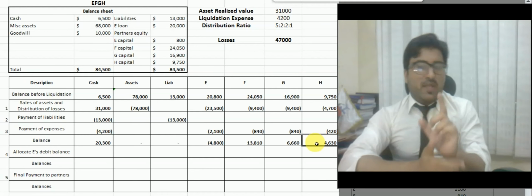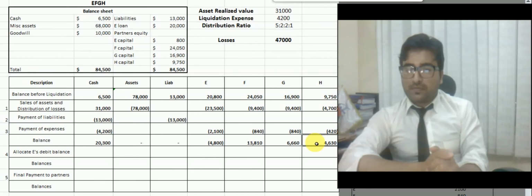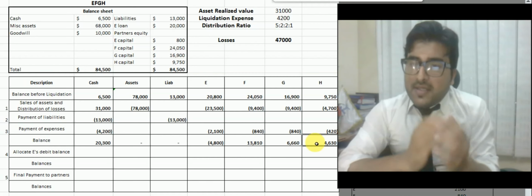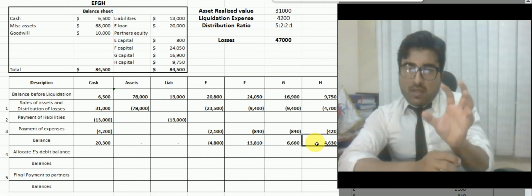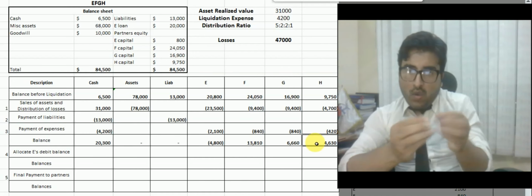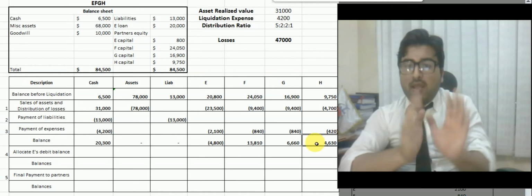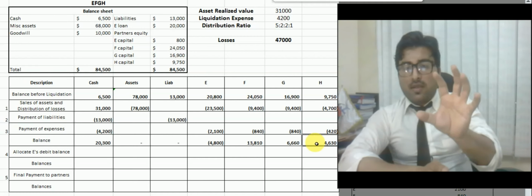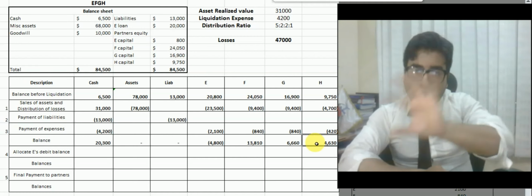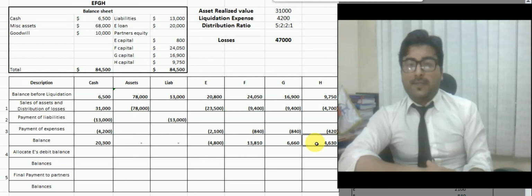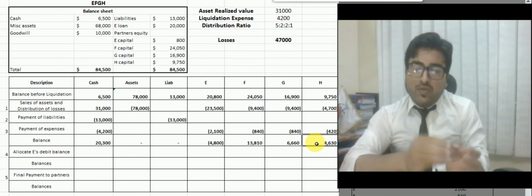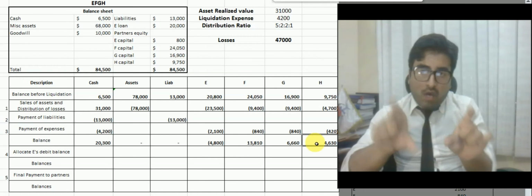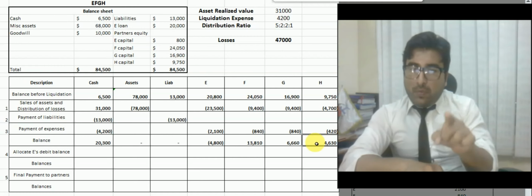Let me explain this point, it is very important. Why is the E negative? Because the E capital and loan, if we add them together, cannot pay the losses. It means the losses are higher than the total investment of the E. So that is why the account of E has become negative. It means E has to manage this amount from outside sources and pay off this amount.